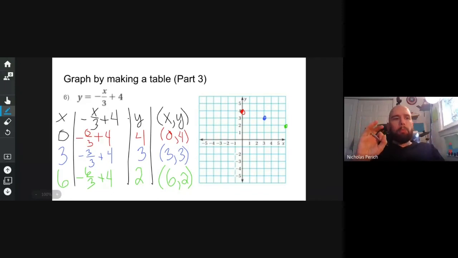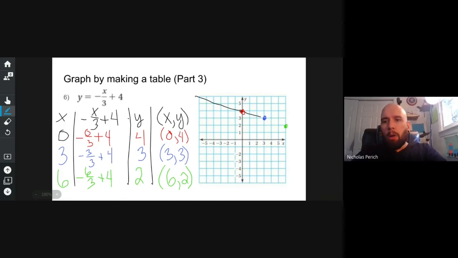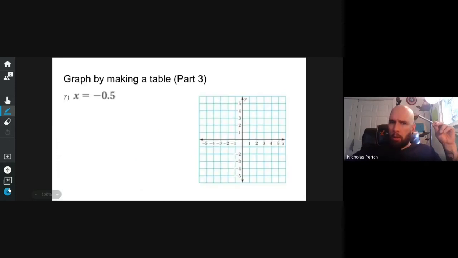Now I have 3 dots, so I can draw a line through those 3 dots. It'll look a little something like this. And there you have it. Questions? Good. All right. We're not going to skip that one. Let's do this one with 2 points only. Let's see what happens.